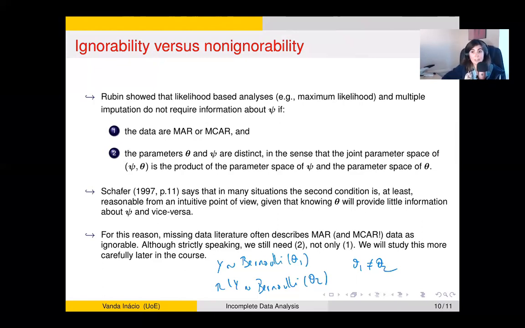By some abuse of language, you may see in most of the literature researchers or authors talking about MAR data or MCAR data as ignorable missing data. But please be aware that it's not only being MAR or MCAR, but also that the parameters of the missing data model and of the data model need to be distinct. Although, as we will see also later, being MAR is the essential condition, we still need the other to make valid or at least unbiased inferences. Okay, and that's everything for this part.